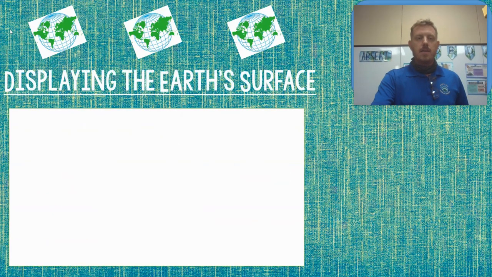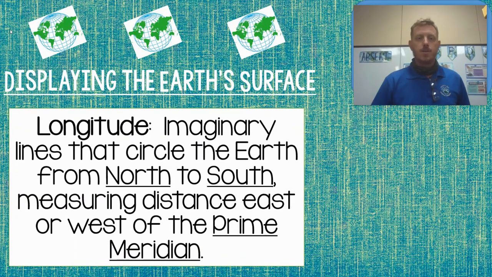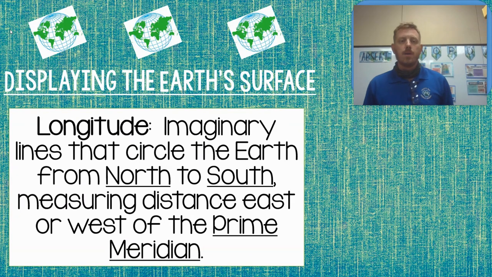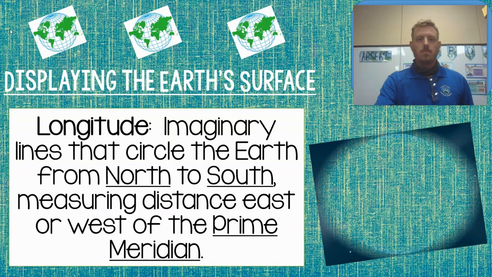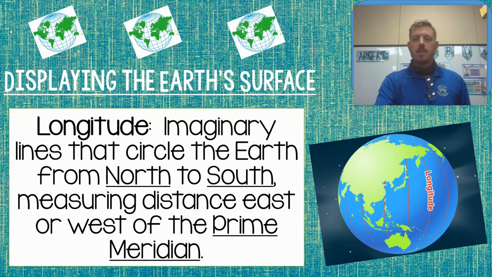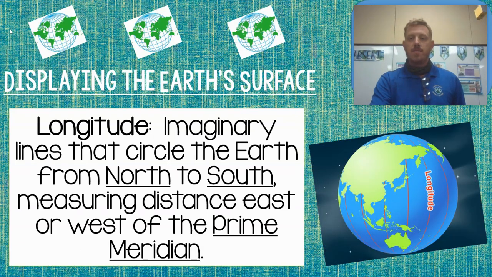The next term you'll see, or the next term you want to put in, is for longitude. These are imaginary lines that circle the Earth from north to south, measuring distance from east or west of the prime meridian. When we measure longitude, prime meridian serves as the zero point, and we go east and west from there. Combining latitude and longitude helps us pinpoint exact places on the Earth. There you can see the longitude lines running north to south from pole to pole.